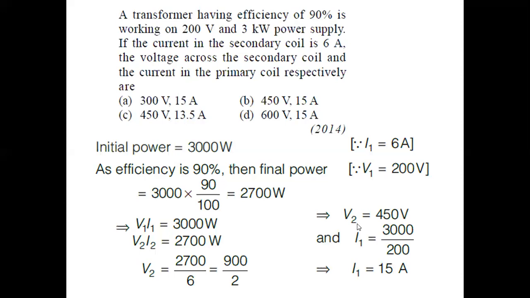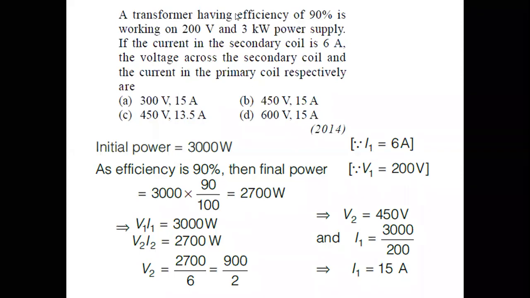Yes, this is your formula. V2 equal to 2700 by 6. Why 6? Because the current in the secondary is 6 ampere. There is a small error, a printing error. It should be taken as I2 equal to 6 ampere. So finally get I1 equal to 15. Cross check.